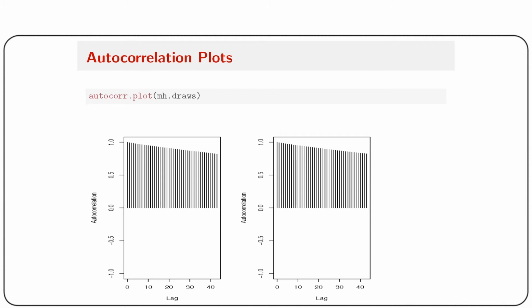Similarly, you can see the autocorrelation plot of mh.draws. This will also tell you whether independent samples are coming or not, and how fast the autocorrelation is dying down.